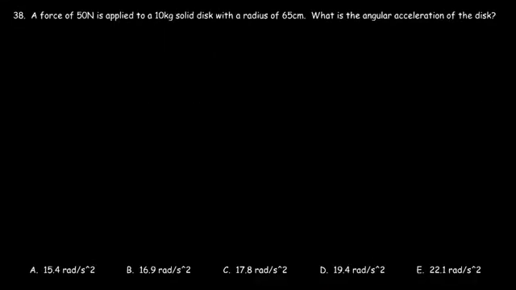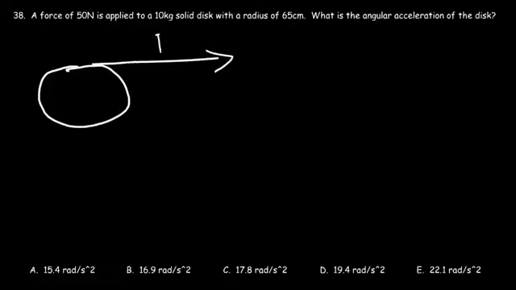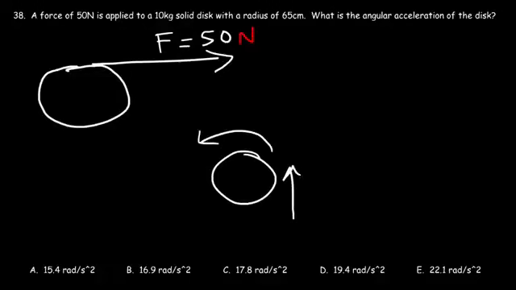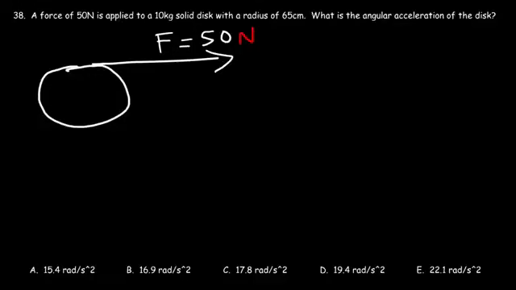38. A force of 50 newtons is applied to a 10 kilogram solid disc with a radius of 65 centimeters. What is the angular acceleration of the disc? So let's say we have a circular solid disc and we're going to apply a force of 50 newtons. This could be a tension force to pull the disc, or you can just apply force in this direction and cause it to turn in that direction. So the direction is really not important in this problem.